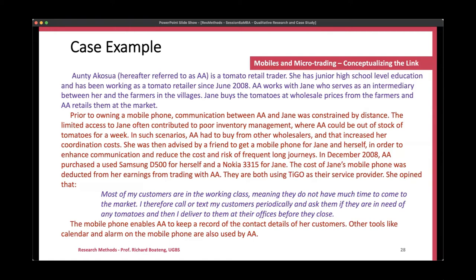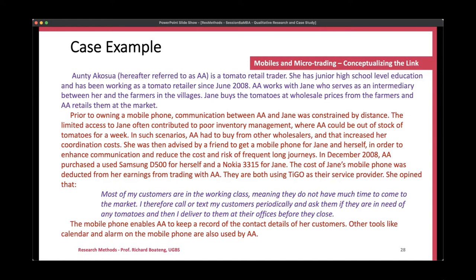Now, all that you see here is that we are trying to explain who AA is. The first paragraph gives us that particular background that may help us to appreciate the rest of the story. So when we talk about AA being able to send text messages, AA being able to use calendar and alarm, we can appreciate that it's a possibility because of her junior high school level education.